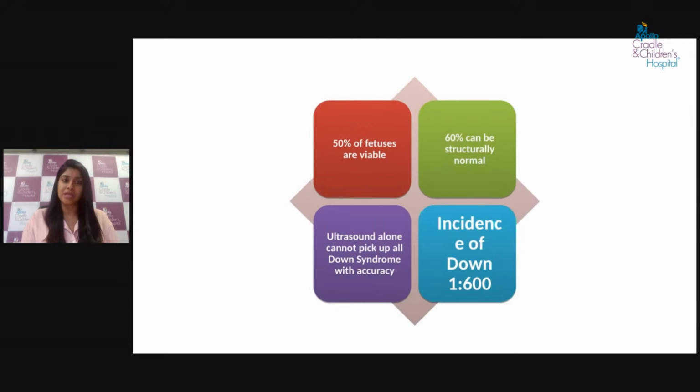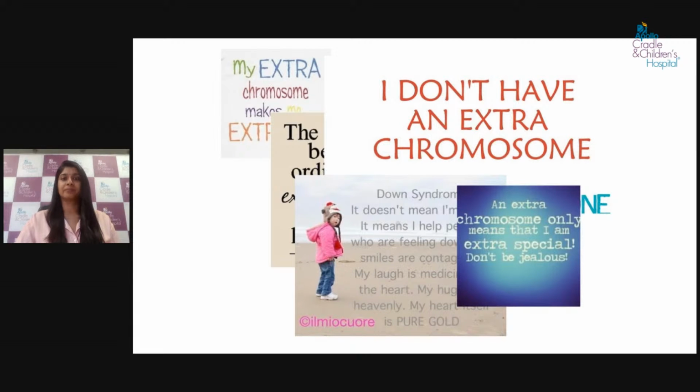50% of the fetuses with Down syndrome are viable. Of them, 60% can be structurally normal on the scan and when they're born, they might have typical faces. Ultrasound alone cannot pick up Down syndrome with accuracy. The incidence of Down syndrome is 1 in 600. That is the reason why first trimester screening has so much importance, and it is very important to do, because ultrasound alone cannot pick up, because 50% of them look normal and 60% of them are structurally normal.